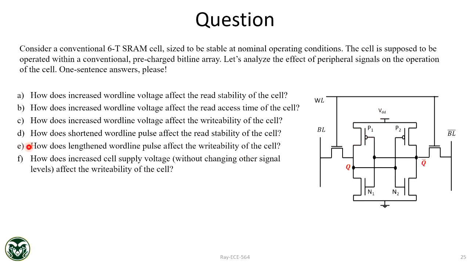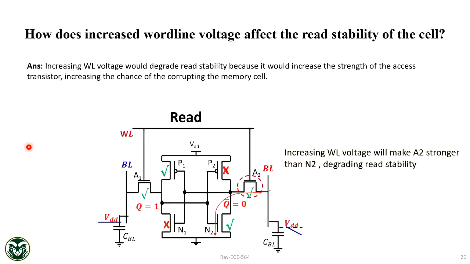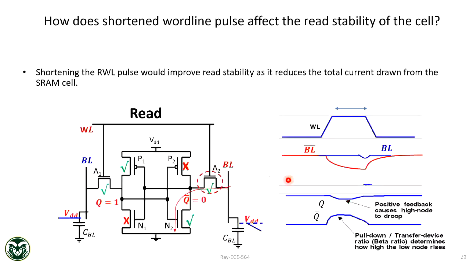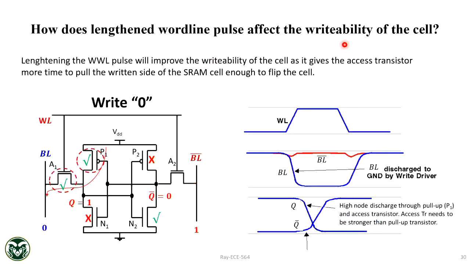Let's see what is E. The increased word line voltage will make A2 stronger. This is for A, B. Shortened word line pulse will improve the read stability as it reduces the total current drawn from the SRAM cell, so you get less time to shrink. And lengthened pulse will improve the writability as it gives the access transistor more time to pull the return side of the SRAM cell enough to flip the cell. It gives more time to discharge.